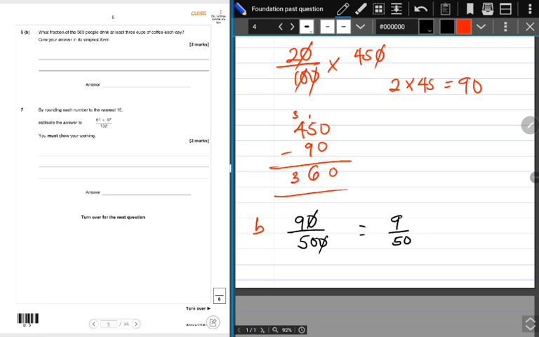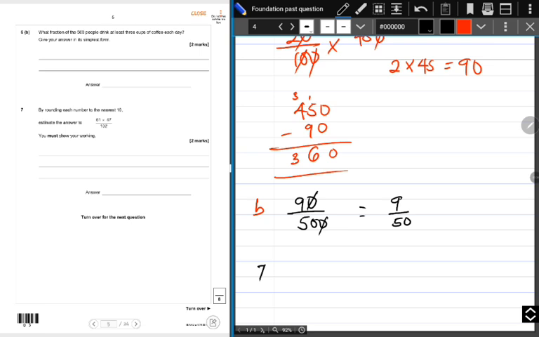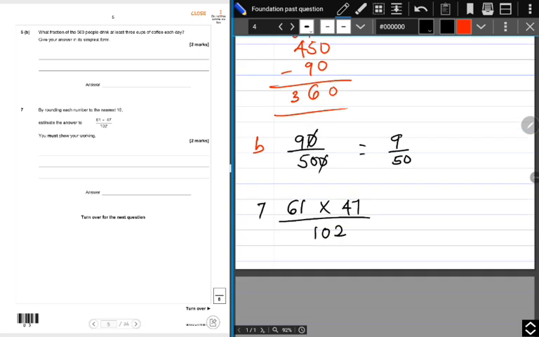So question number 7. Question 7 says we should round this up. Now let's round this up. Number 7. By rounding each number to the nearest 10, eliminate the answer. So we have 61 times 47 over 102. So we are rounding this up to the nearest 10. 61. Now let's break this down.